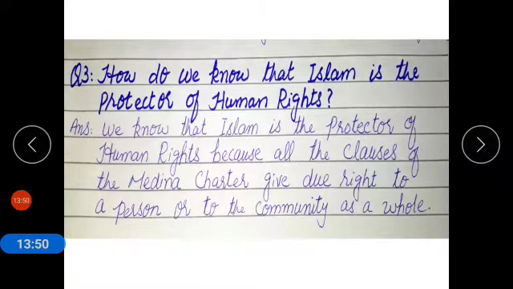Now coming to question number 3. How do we know that Islam is the protector of human rights? We know that Islam is the protector of human rights because all the clauses of the Medina Charter give due right to a person or to the community as well.